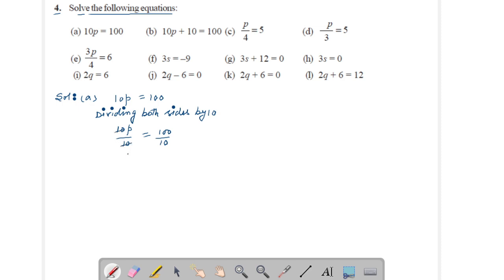What is left? P equal to, here divide 100 by 10. Simply cancel this 0 by 0. What is left? 10 upon 1, that is 10. P equal to 10 is the solution of given equation. Now come to B part.